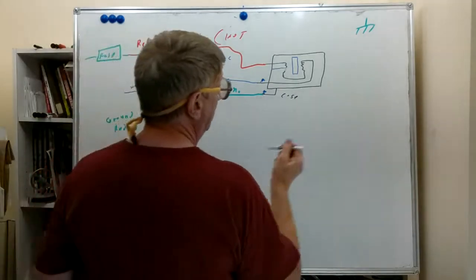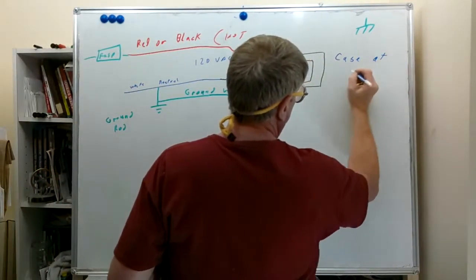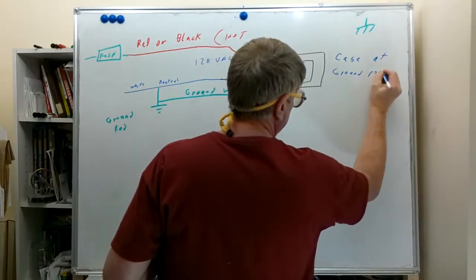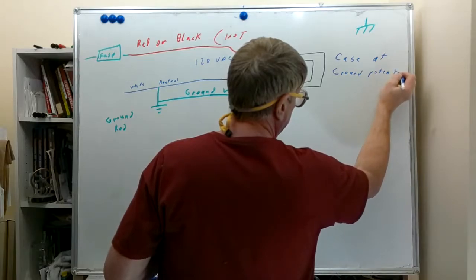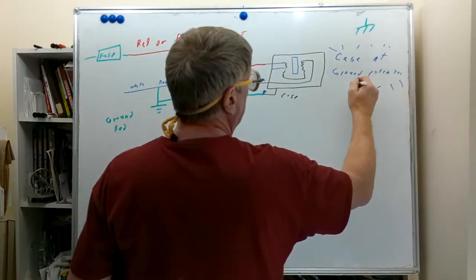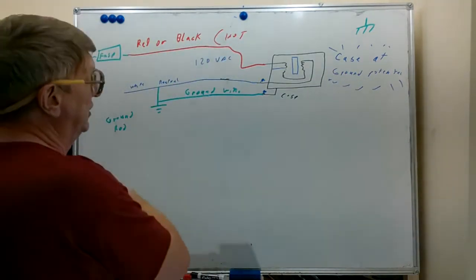I'm going to write that down here. This is an important thing. This is safety. Case at ground potential. That's the purpose of the ground wire, to keep the case at ground potential, which greatly reduces your likelihood of shock.